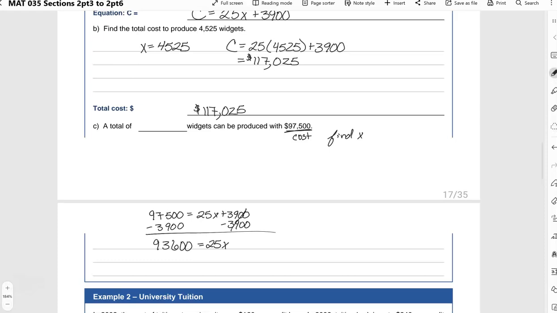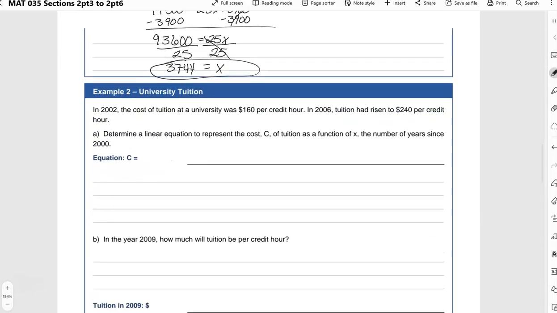I lost my 9. So now we're going to divide both sides by 25, and that's going to give us x by itself. And it looks like that would produce 3,744 widgets. Let's look at the next example.